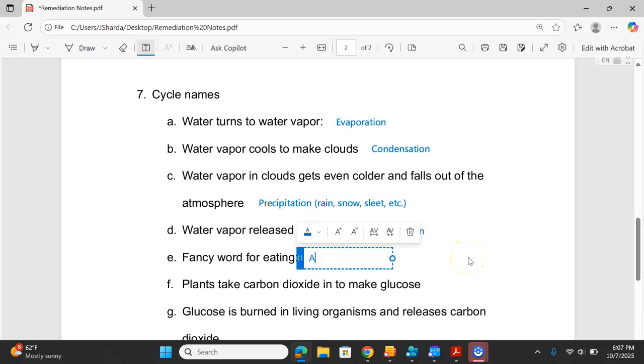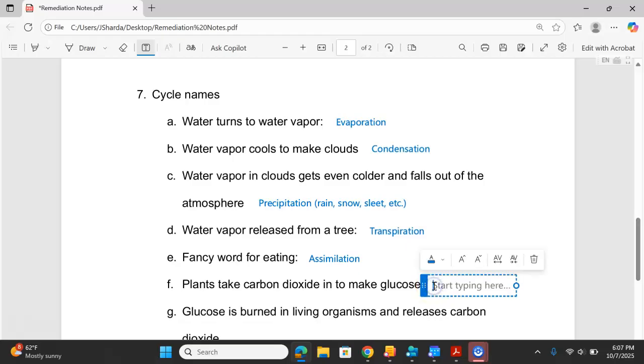Alright, fancy word for eating. Assimilation. This is when we take something in, like glucose or proteins or certain macromolecules, and our bodies know what to do with it. We break it down, we send different molecules to different parts of our bodies, and we reject the waste, right? We take out the trash later on. We take it in, reorganize it for our own purposes, and then get rid of what we don't need. That is assimilation.